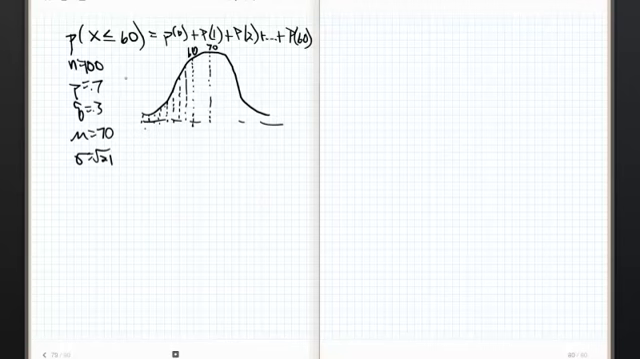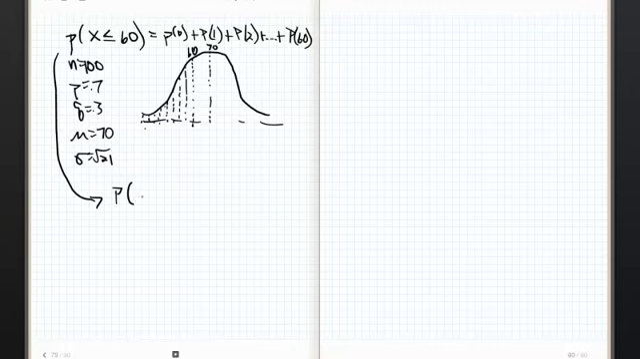So instead of having to do it this way, we're going to use the same technique as we used for the normal curve. So we're not going to look for the probability that x is less than or equal to 60.